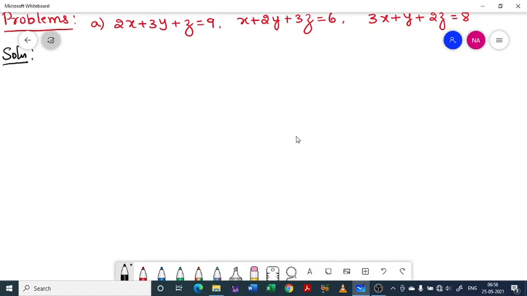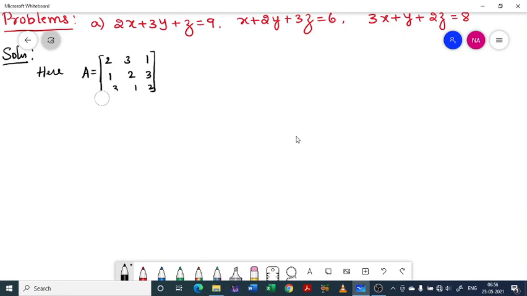So the first system of equations is 2x plus 3y plus z equal to 9, x plus 2y plus 3z equal to 6, 3x plus y plus 2z equal to 8. Here A is the coefficient matrix: 2, 3, 1, 1, 2, 3, 3, 1, 2. Okay, that is A.